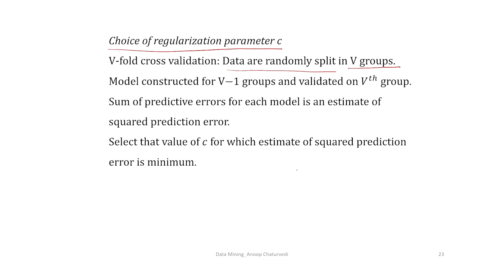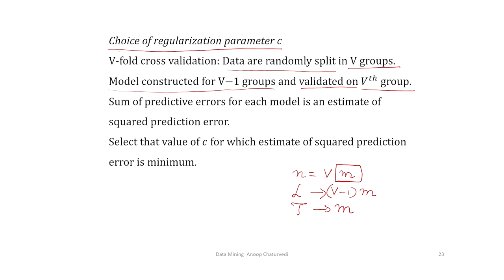Say again, if n is equal to V times m, then each group gets m observations. Then we construct the model for V minus 1 groups. So, this is your learning set, which has V minus 1 into m observations. And we validate the model for the Vth group. So, this is your test set, which has m observations.